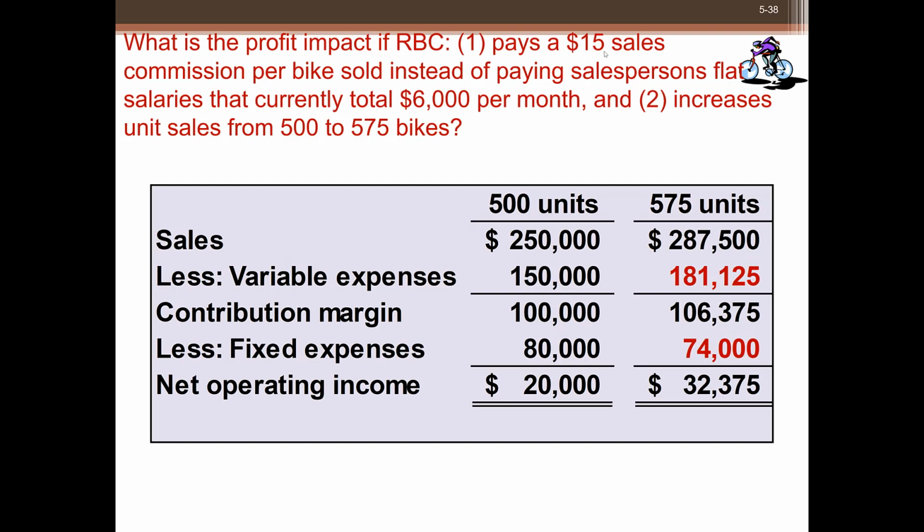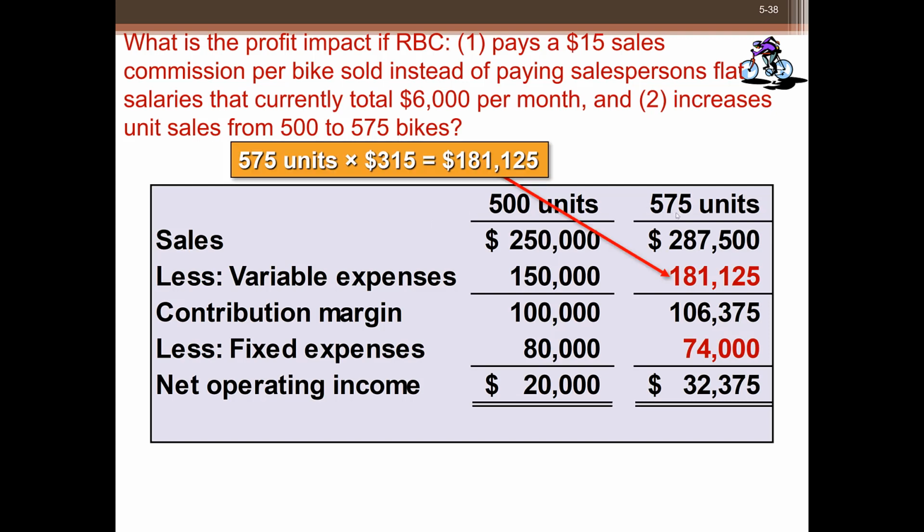For variable expenses, increase by $15. This is sales commission per bike. And the original variable expense per unit is $300. Now, the new variable expense per unit is $315. So to calculate the total variable expenses, we use increased units, 575 multiplied by 315. And we can get 181,125.